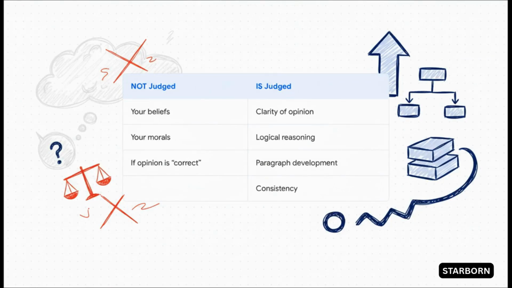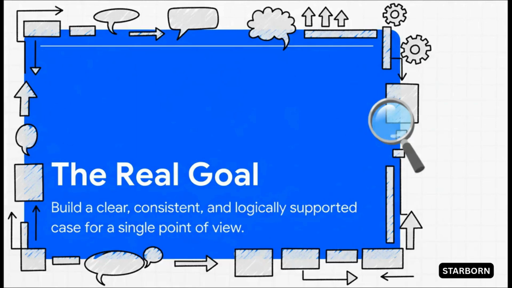On the left, you've got everything the examiner just doesn't care about. Your personal beliefs, your morals, whether your opinion is factually correct. Nope, nope, and nope. But on the right, now that's where the points are. How clear is your opinion? Is your reasoning logical? Are your paragraphs well developed? And the big one, are you consistent? That's what they're grading.